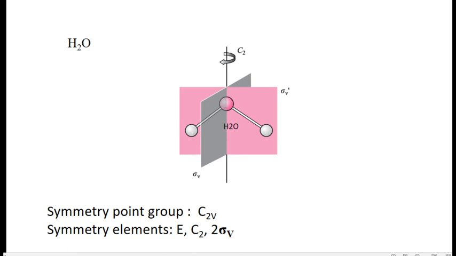Okay, so here one can label them as sigma V and sigma V dash. So this molecule has one C2 proper axis of rotation and 2 vertical planes of symmetry, so the point group of the molecule is C2V, and the symmetry elements are E, C2, and 2 vertical planes of symmetry. Another example is the SO2 molecule. SO2 has the same type of geometry as the water molecule, with a C2 axis passing through the center of the molecule, along with 2 mutually perpendicular vertical planes, so it belongs to the same C2V point group.